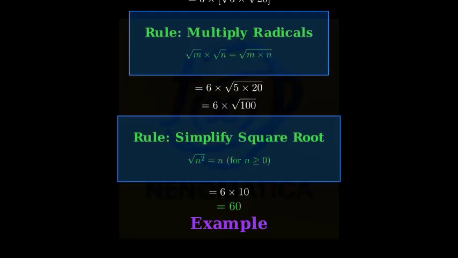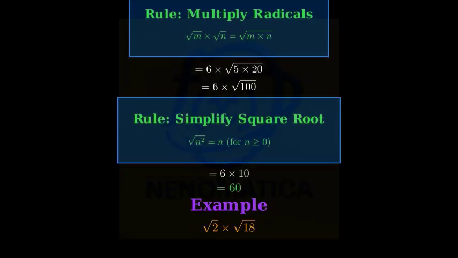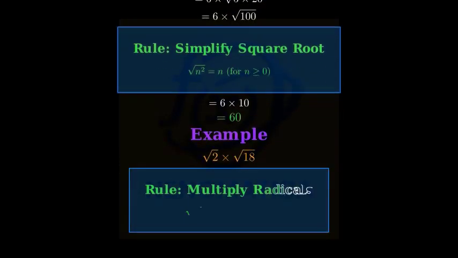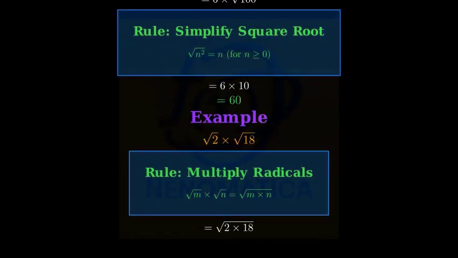Now, let's look at our second example. We need to multiply square root of 2 times square root of 18. Let's follow the same process. When we multiply square roots, we multiply what's inside the radical signs. So square root of 2 times square root of 18 equals square root of 2 times 18.